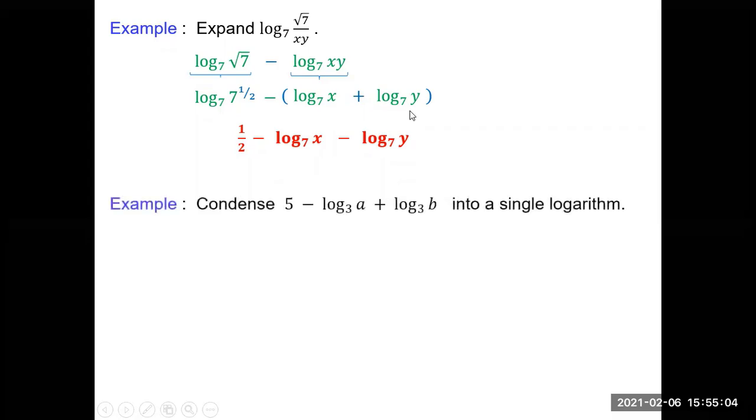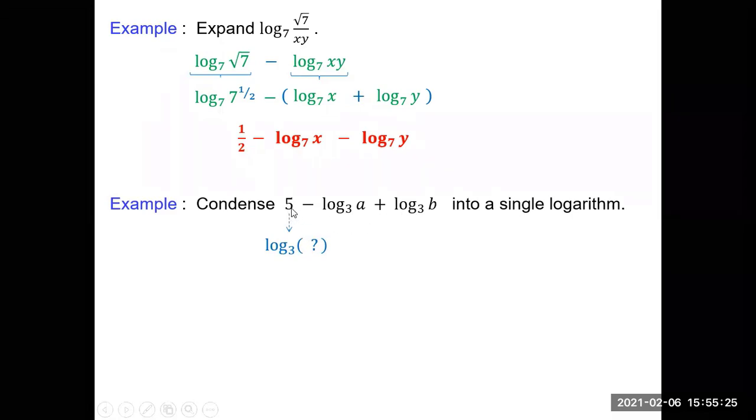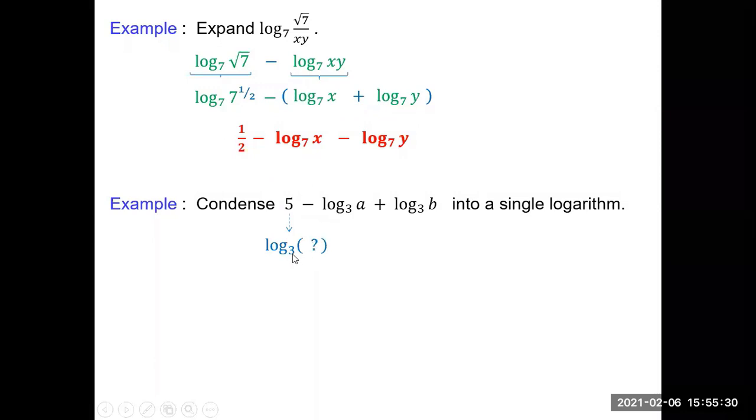So let's take a look at another example where we are condensing multiple logarithms into one. So the first thing to recognize here is that 5 is not a logarithm. So I need to rewrite this as log base 3 of something so that I can combine it with the other log base 3 terms. Well, if 5 was the result of simplifying a logarithm, then that must mean that if the base of this logarithm is 3, then I need the argument to also have a base of 3. Now I just need the exponent to be 5, which is why it's log base 3 of 3 to the 5th.